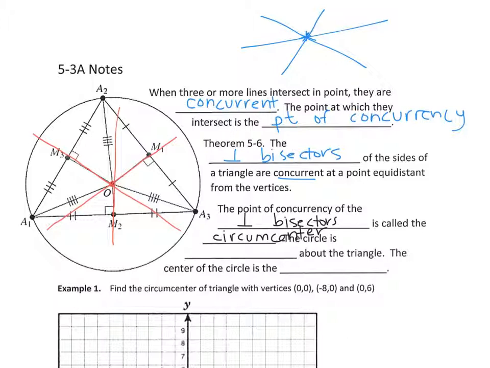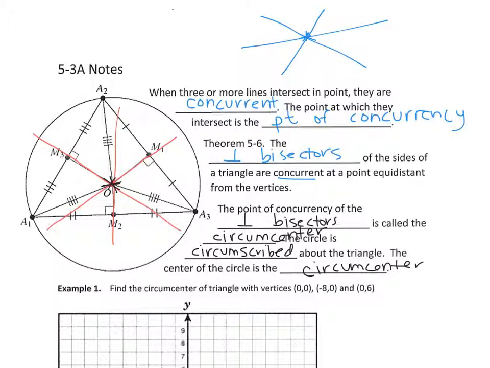The circle right here is circumscribed. If the circle is on the outside, it's circumscribed about the triangle. The center of the circle is the circumcenter. So there's a lot of vocabulary.